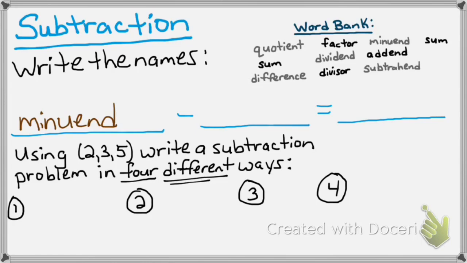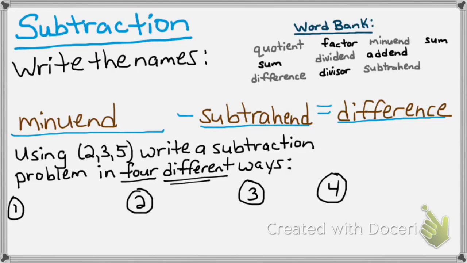And the way that I remember minuend comes first in subtraction is think about math and Mrs. Wainwright. I'm always talking about chocolate, and chocolate I think, so it reminds me that the minuend comes first in a subtraction problem. So it's minuend minus subtrahend equals difference. Say it with me: minuend minus subtrahend equals difference.